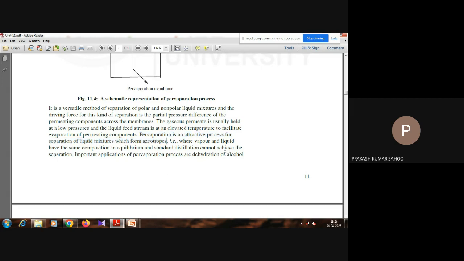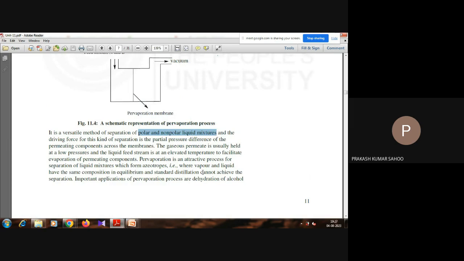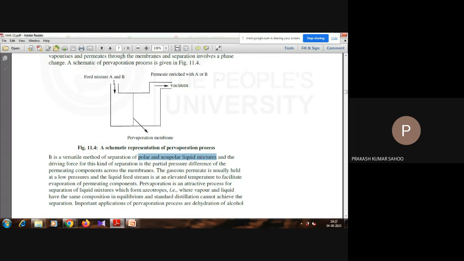So in pervaporation, what happens? The separation of polar and non-polar liquid mixtures takes place. Depending upon the phase change of the components from liquid to vapor, if the boiling point is the same, that means the phase change will be simultaneous. When the phase change occurs, they will diffuse to the membrane differently depending upon their components. As their boiling point is the same, it does not mean that their components are the same.